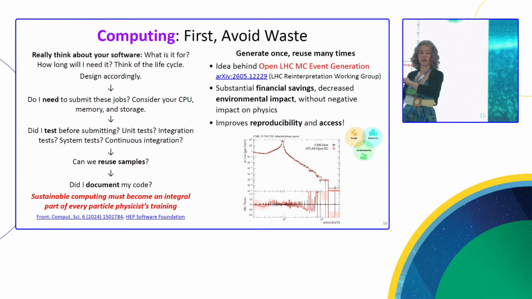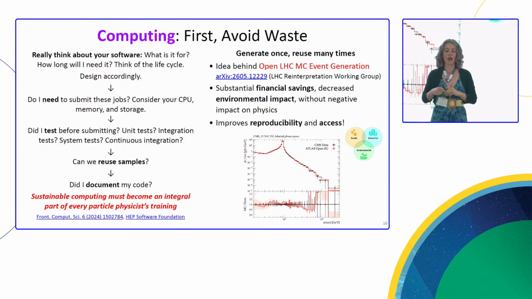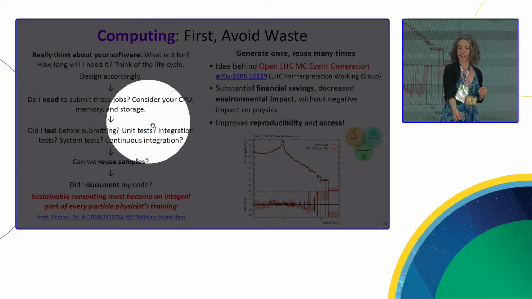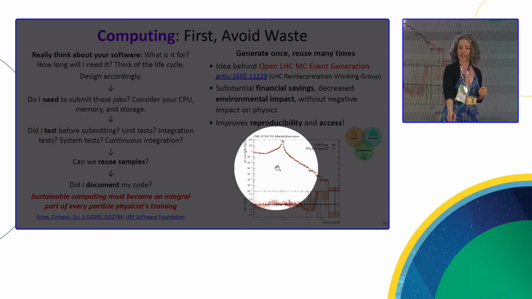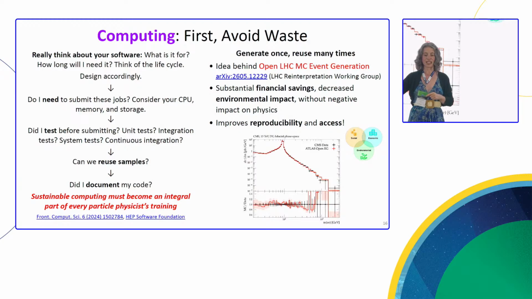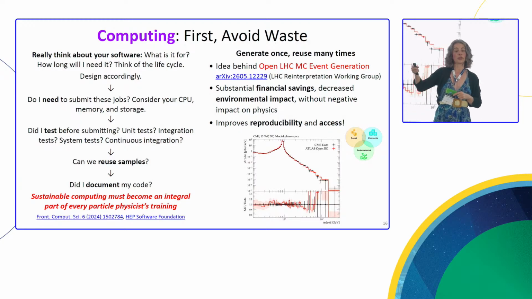And I have an example here from the OpenLHC Monte Carlo event generation. Here the idea is to generate once and reuse many times. You can see that this is working from this plot at the bottom, which shows the invariant mass of a dielectron system with CMS data in black and the ATLAS open event generation in red. And you see really nice agreement.